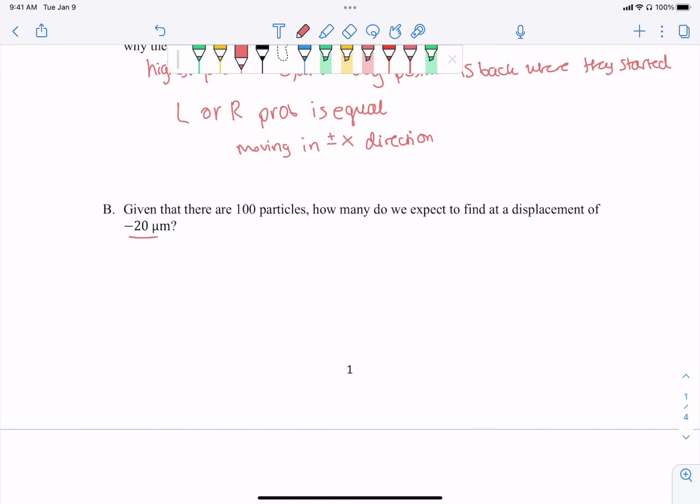So we know our probabilities, right? Or we can figure out the number of particles at a specific displacement by taking the number of particles and multiplying by our probability. Yep, exactly. So 100 times 0.06, we get 6 particles.